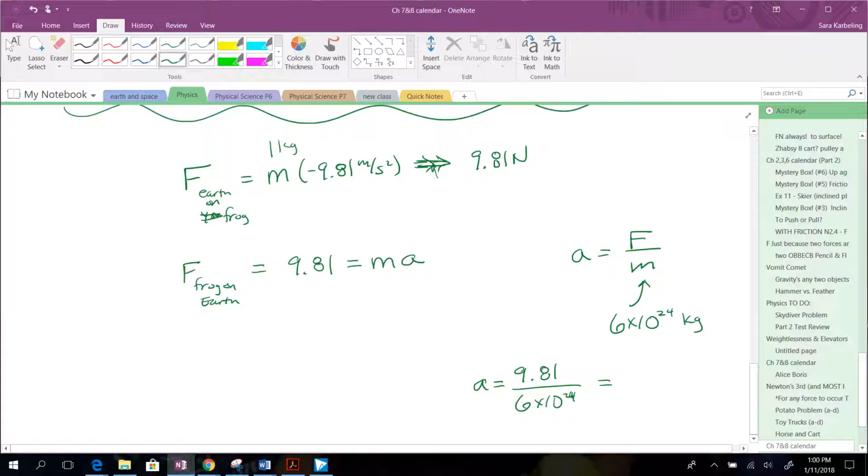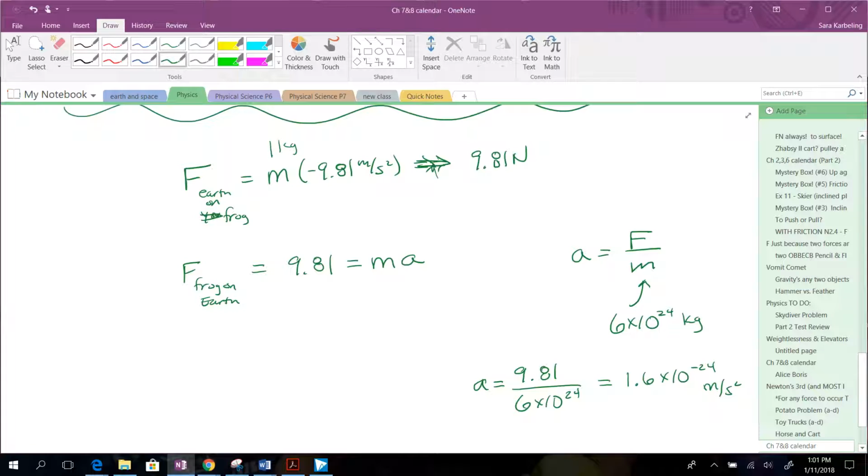It is 10 to the 24th, that's just written poorly. You didn't even have a negative on it. What did you get? How much does it accelerate? Is it a lot or a little? 1.635 times 10 to the negative 24. What are the units? Meters per second squared, it's acceleration, right? Yeah. Is that noticeable? No.